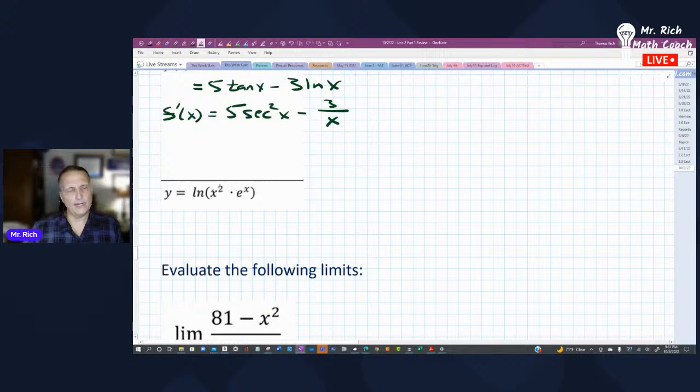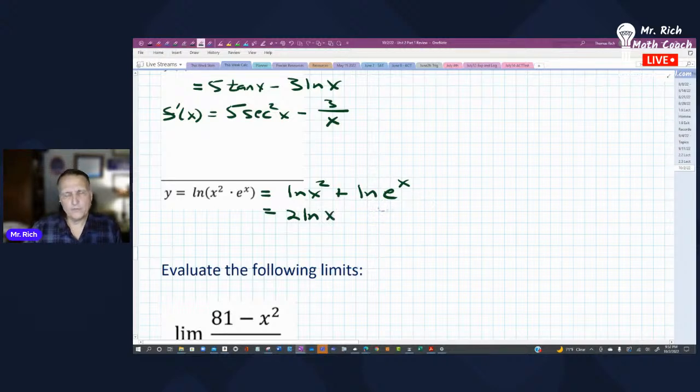Let's go to the next one. So what I'm going to do here is I'm going to use my product rule of logarithms, right? So I can separate logs of products by addition. So I am going to rewrite this as the natural log of x squared plus the natural log of e to the x. I can work a little bit more with this and call this 2 times the natural log of x by the power rule of logarithms.